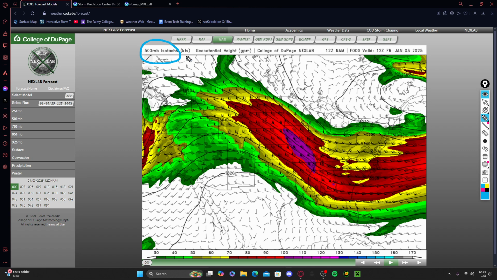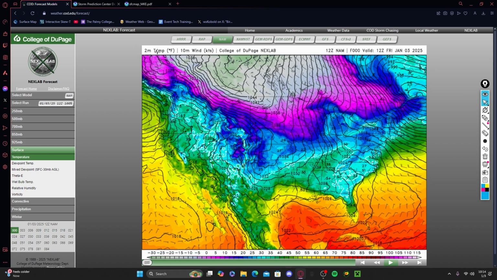So that's 500 millibar isotachs, but that's basically just the normal 500 millibar map. It's the 500 millibar wind speed up here. So you can see again, 500 millibars is up there. If I'm ever looking at surface temperature, you'll see that up there as well. 2 meter temperature means 2 meters above ground level, so essentially just what the temperature is going to be at the surface.